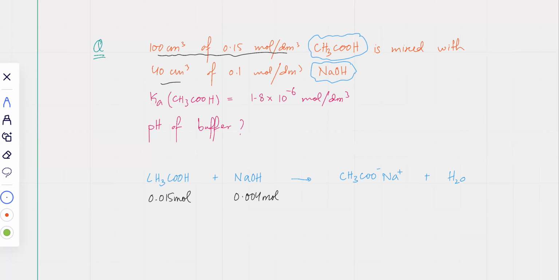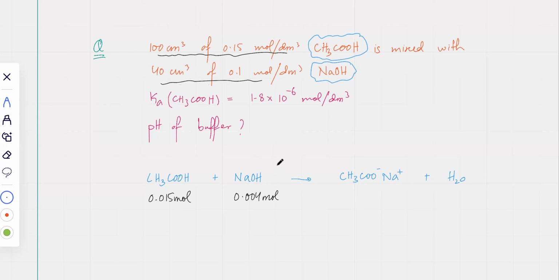Well, 40 cm cube, or 0.1 mole per dm cube. So that's 40 into 0.1 divided by 1000. Yeah, 0.04. 1 0, 2 zeros. I think they're going to be 2 zeros. Yes. Yeah. Okay, so it's 0.004 moles.